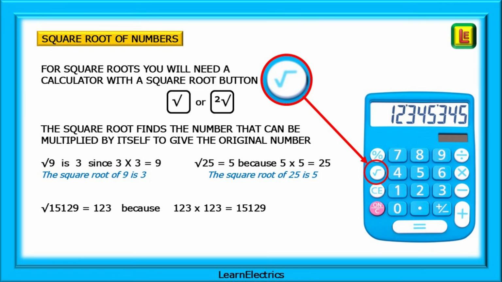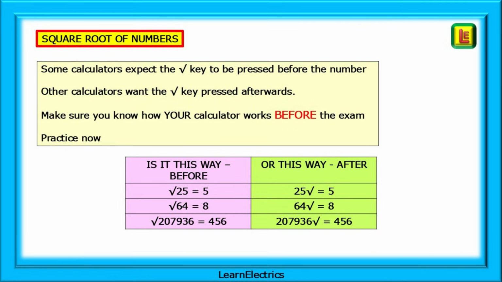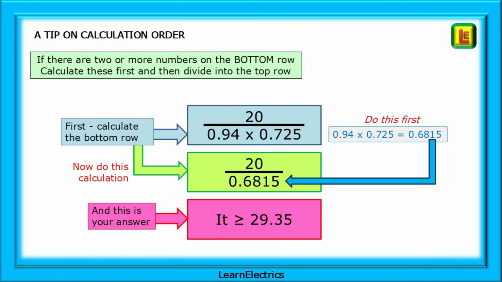Try it now. Some calculators expect the square root key to be pressed before the number. Other calculators want the square root key pressed afterwards. Make sure that you know how your calculator works before the exam. Practice now with these numbers in the table below. An important tip on calculation order: if there are 2 or more numbers on the bottom row, calculate these first and then divide into the top row.